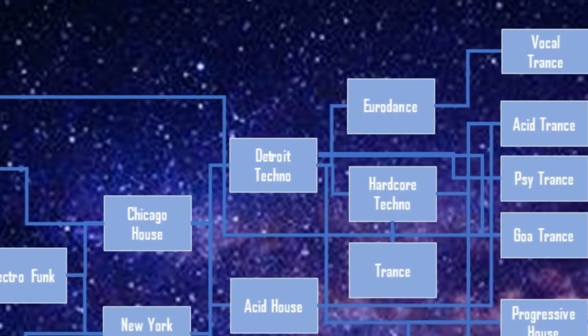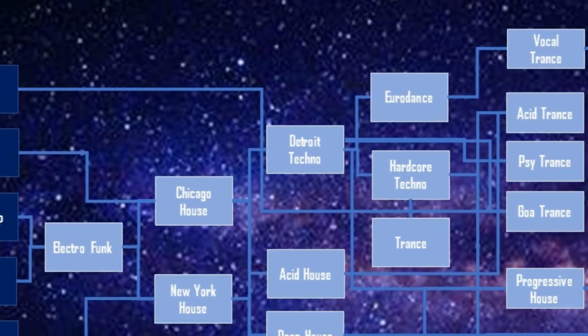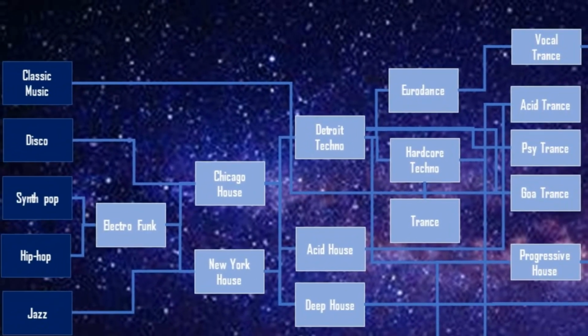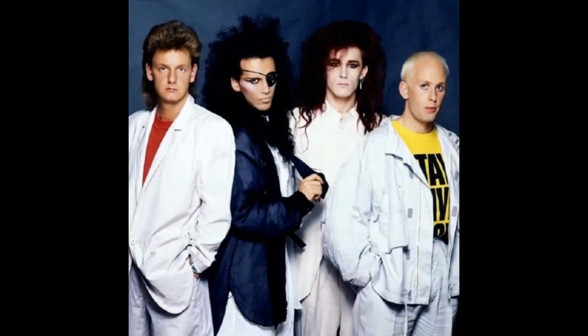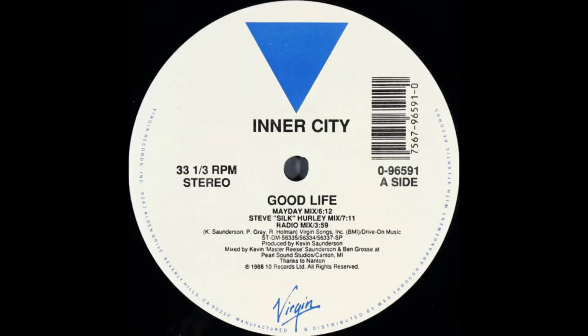My view was that Eurodance was initially very influenced by Chicago house and Detroit techno, but also a lot of influence from synth music and especially high energy genre. But for me, I think it really started in 1988 and with the track Good Life by Inner City.